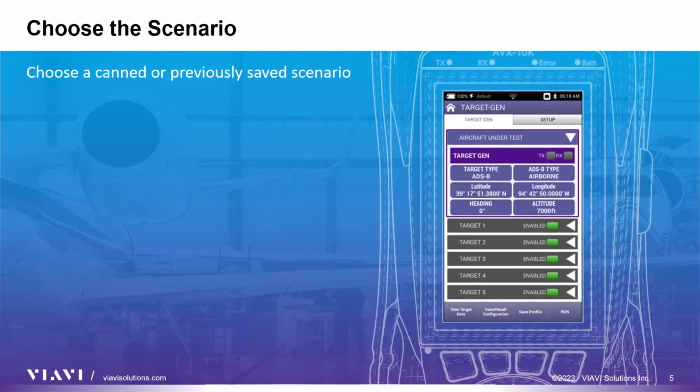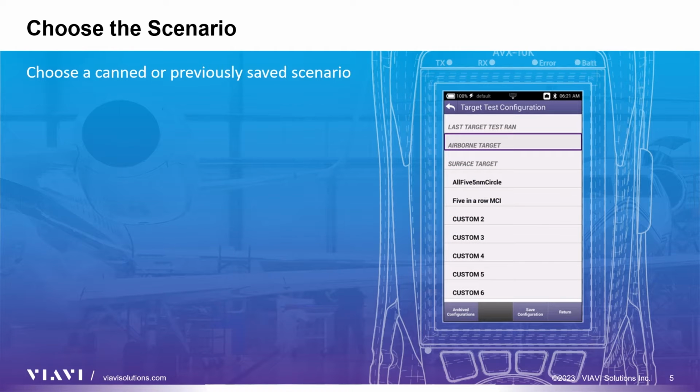The first step is to generate a scenario, and like the TCAS application, some scenarios, airborne target and surface target, are provided to get you started. 7 custom scenarios can also be saved. Press the Save Recall Configuration button to view the provided scenarios. The suggested approach is to start with the airborne target configuration, make modifications to fit your needs, and then save the configuration.